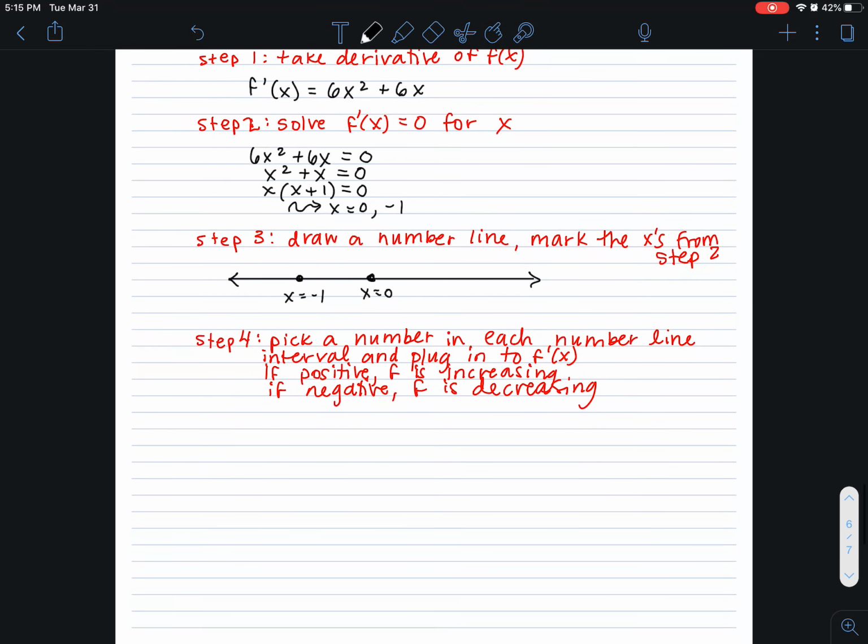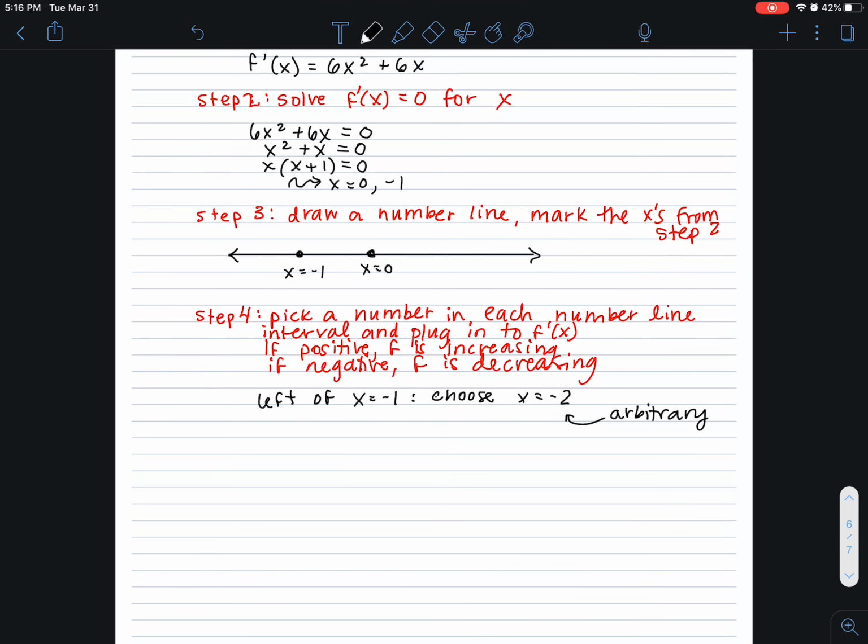So left of x equals negative 1, I'm just going to choose x equaling negative 2 to plug in. It could be anything. This is arbitrary. You could plug in x equals negative 500, but that'll be more complicated. So I try to stick to the number just to the left or just to the right. Something to make this easy.